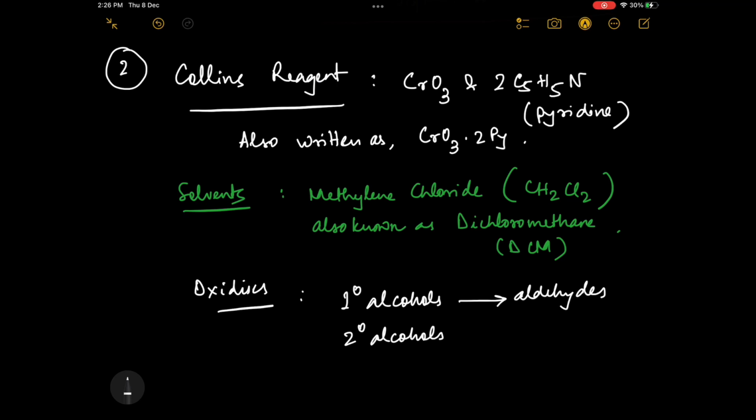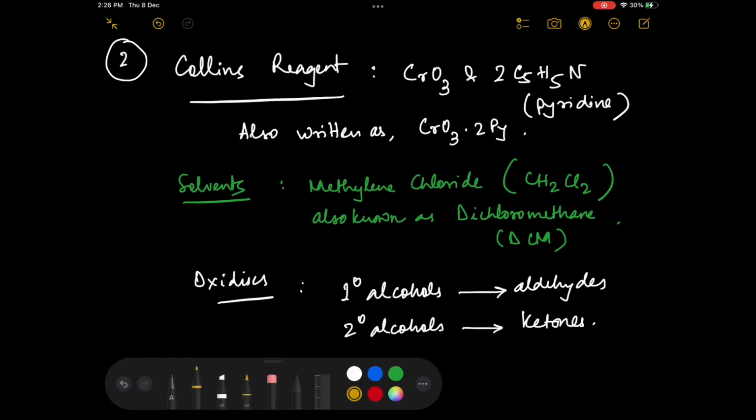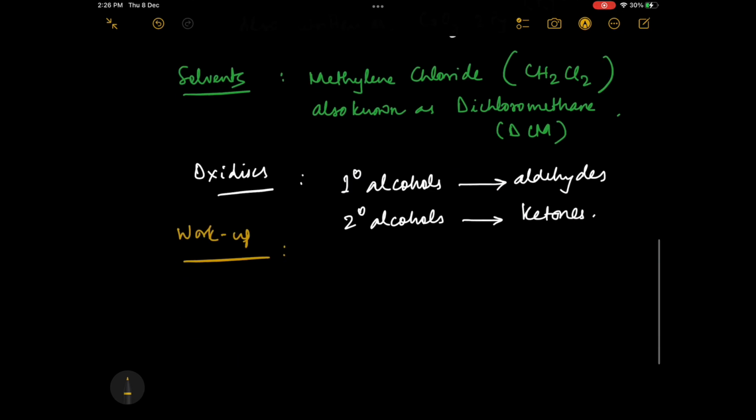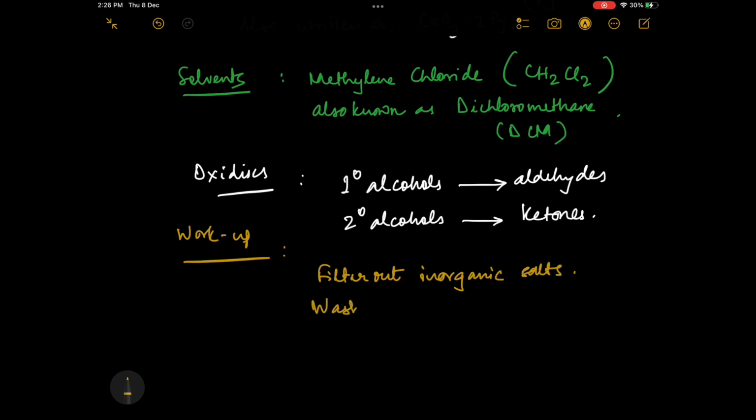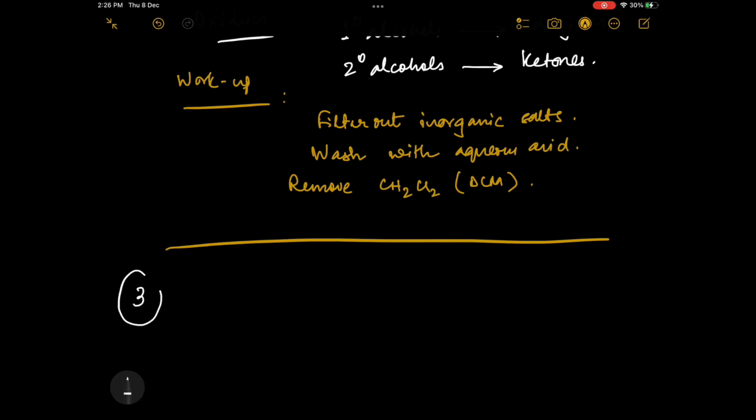It oxidizes 1 degree alcohols to aldehydes and 2 degree alcohols to ketones, and the workup procedure is quite easy in this case, because we can just filter out the inorganic salts, and then after washing with aqueous acid we just need to remove the DCM, the CH2Cl2, and we will get our product. Okay, so the third oxidizing agent we have here is pyridinium chlorochromate.